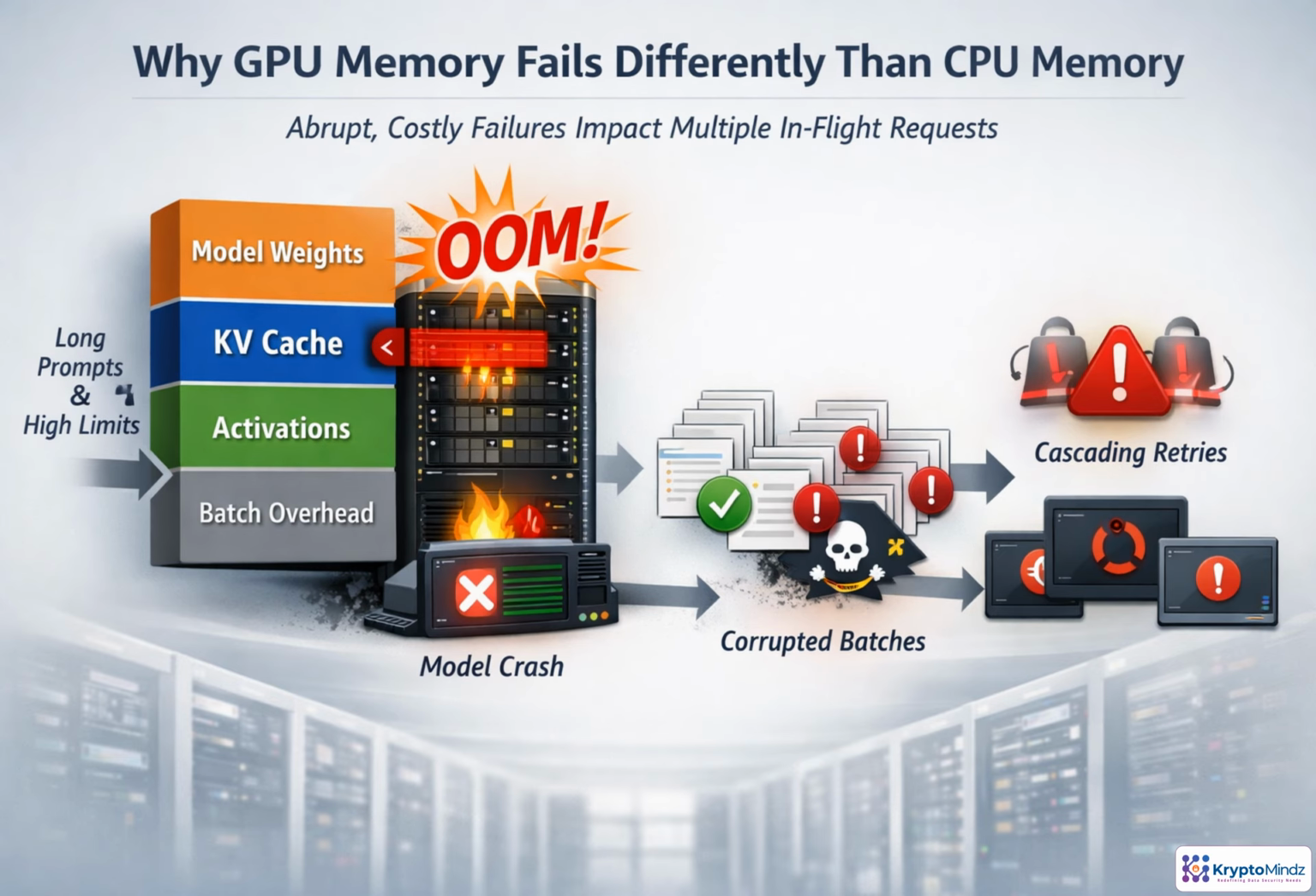CPU memory pressure often gives you warning signs. Latency rises, swapping increases, and throughput gradually degrades. GPU memory is less forgiving. A worker has to fit model weights, KV cache, activations, batch overhead, fragmentation, and runtime reservations all at once. Long prompts and high max token limits can expand the KV cache quickly, especially when many requests run concurrently. Once capacity is crossed, failure is often abrupt. The worker crashes, the batch is lost, and retries spill into neighboring workers. That is why reliability depends on predicting memory before admission, not simply restarting after an out-of-memory event.